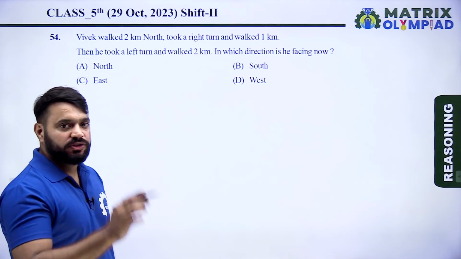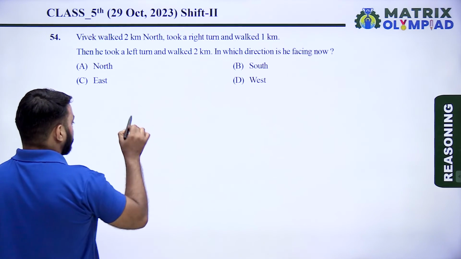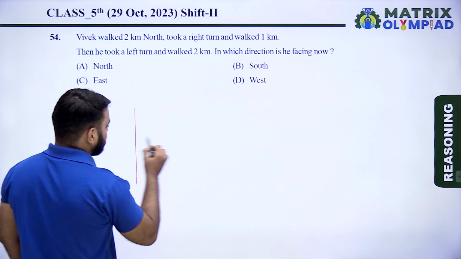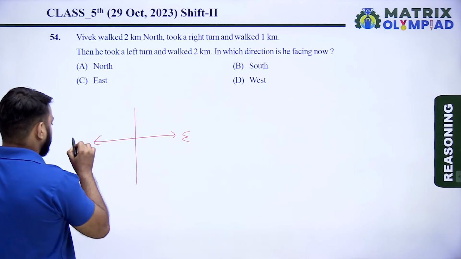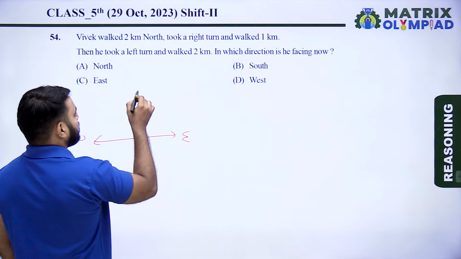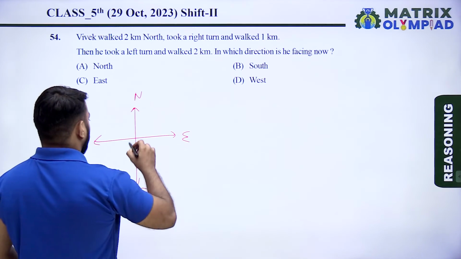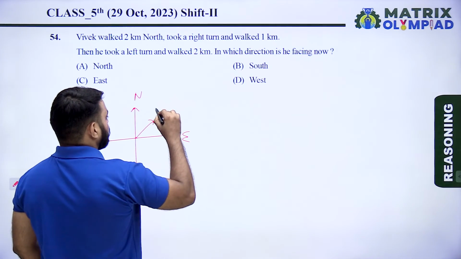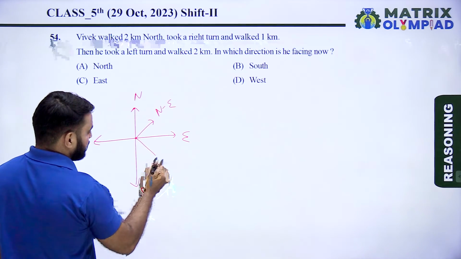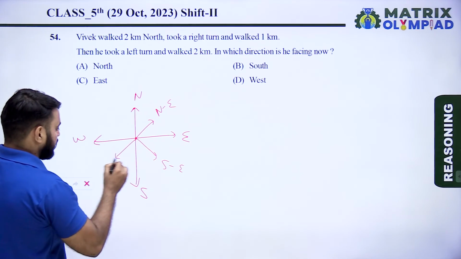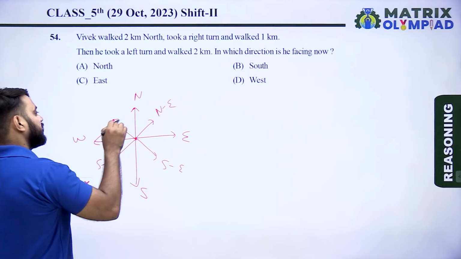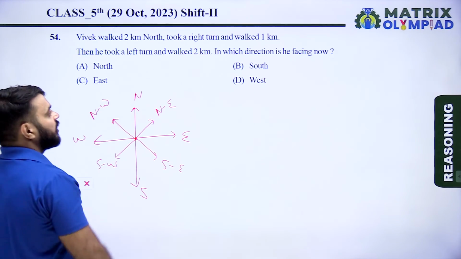Before starting this question, we should know that there are 4 main directions. One is east and this one is west. This is north and this is south. And there are 4 cardinal directions: this is northeast, this is southeast, this is southwest and this is northwest.